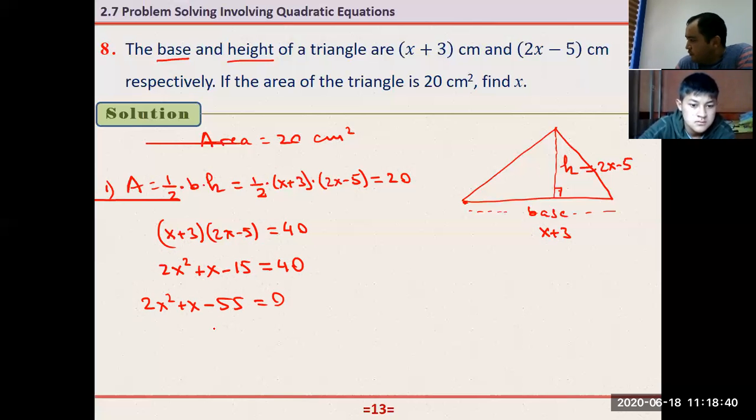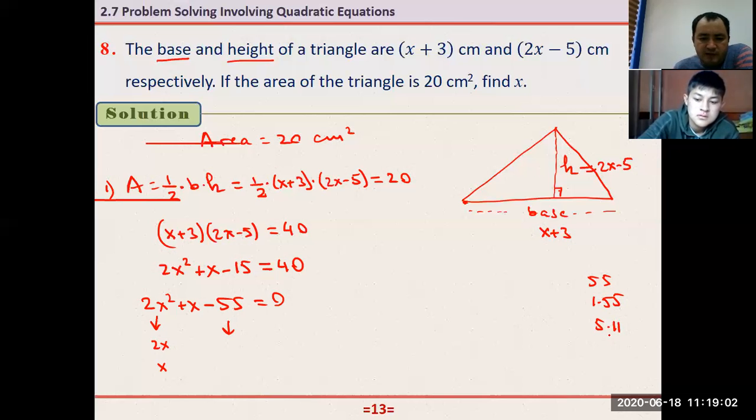So we have to solve this to find the value of x. So how do you solve this? The coefficient of x squared is not equal to 1. It's a prime number, 2, so it is 2x times x. How about the 55? We can write 55 as 1 times 55, or 5 times 11, right? And that's all. So 1 and 55 doesn't work. How about 5 and 11? I think it works. Here we have 11. Here we have 5.